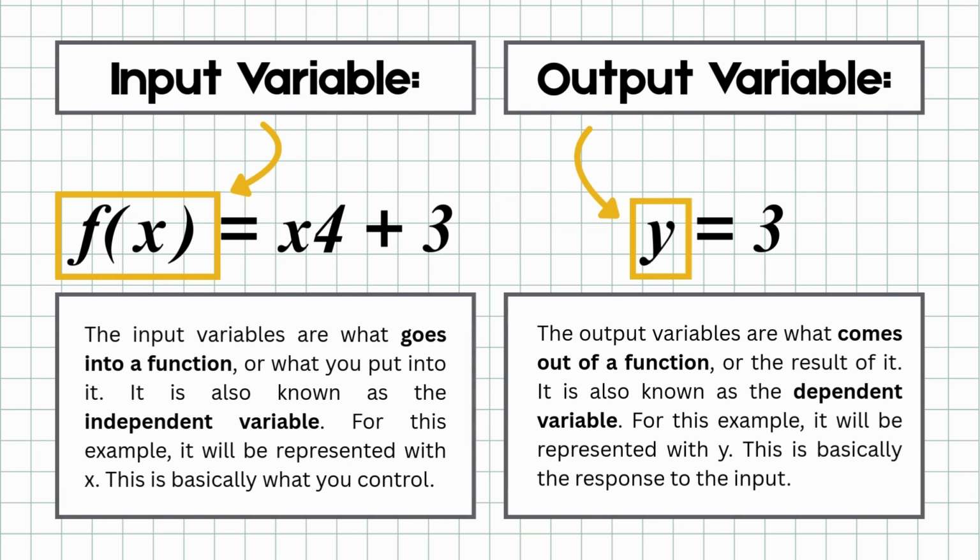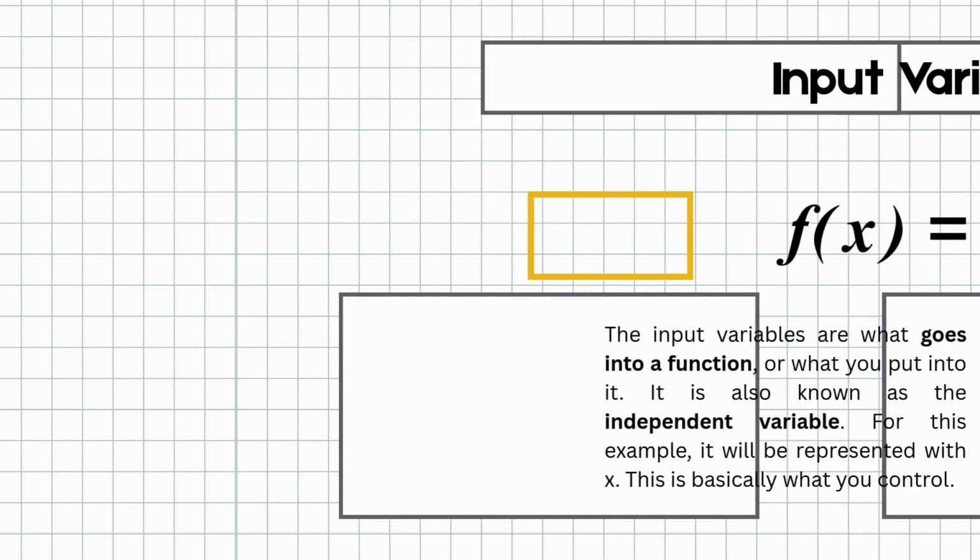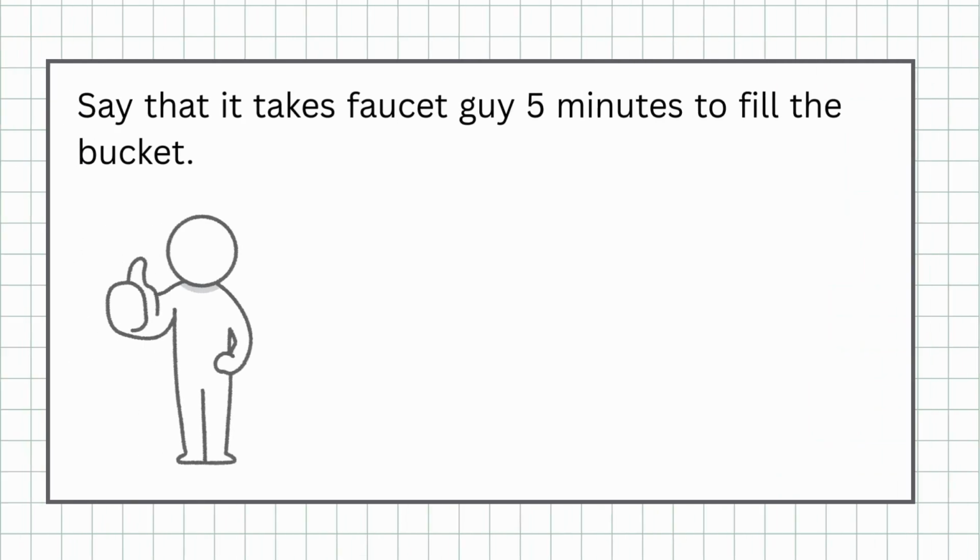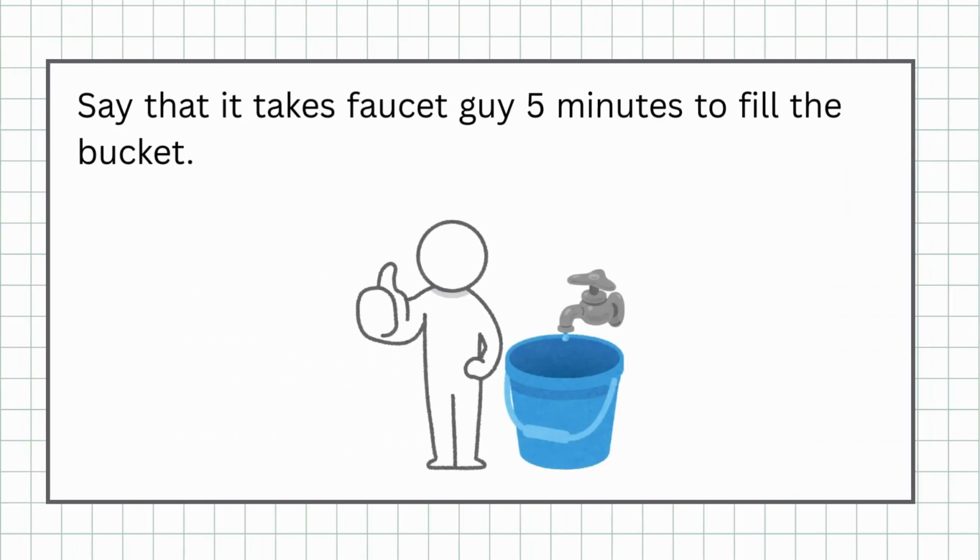The output variables, meanwhile, are what come out of a function, or the result of it. It is also known as the dependent variable. For this example, it will be represented with y. This is basically the response to the input. So, say that it takes faucet guy 5 minutes to fill the bucket.